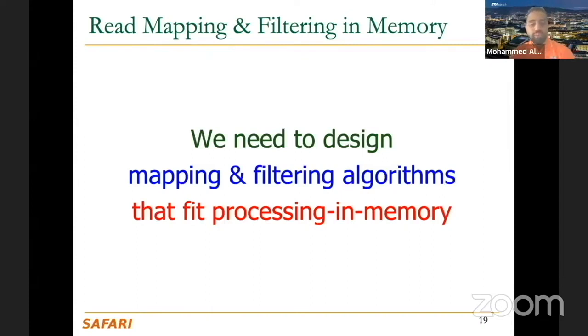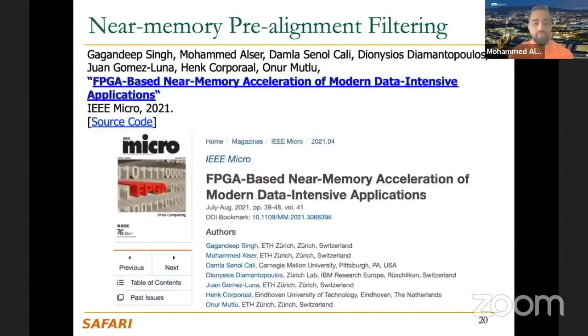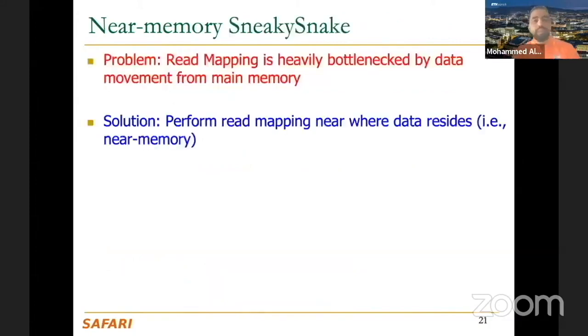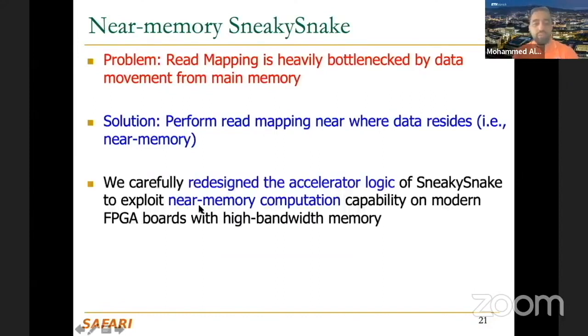And that's why we need to design mapping and filtering algorithms that fit processing in memory. This is a new paradigm, an alternative to the von Neumann model, where you have the memory and the CPU separated from each other. Now you try to do the processing next to where the data is stored. And this is what we call FPGA-based near-memory acceleration of SneakySnake. So our solution is to perform read mapping near where data resides, and we carefully redesign the accelerated logic of SneakySnake to exploit near-memory computation.